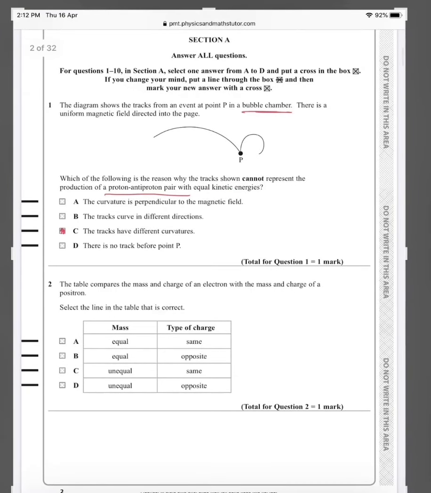Let us check part D. There are no tracks before point P. So there should not be a track before point P, since at point P, after an event, there is a production of the proton and antiproton particles. So that event is most probably an explosion which caused the two particles to separate and go in their own directions. So this is also true.